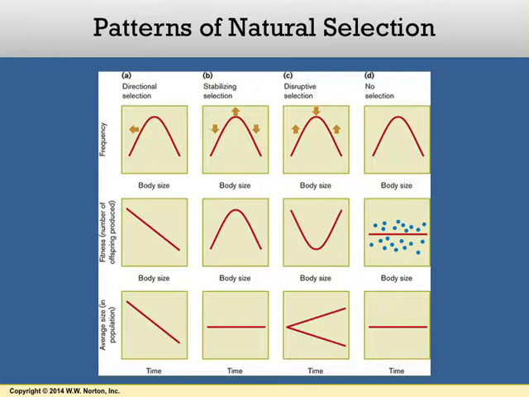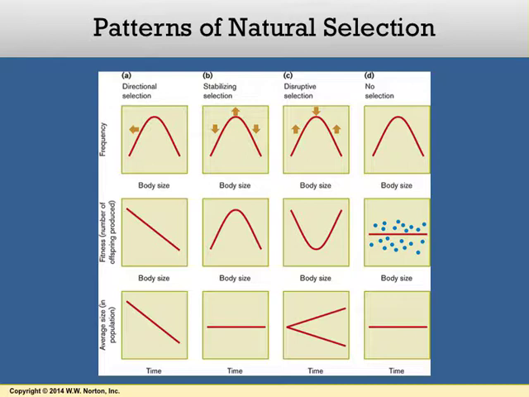In column A, those individuals who happen to be small survive better and reproduce more often than those individuals who happen to be large. In other words, small individuals have a higher fitness, as shown in the middle graph. The distribution of size shifts to the left, thus the average size in a population drops, such as in the bottom graph.